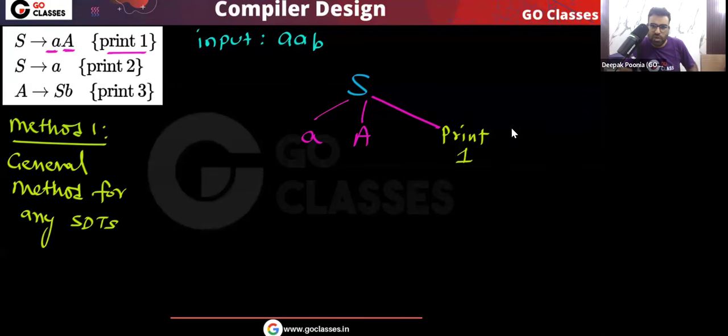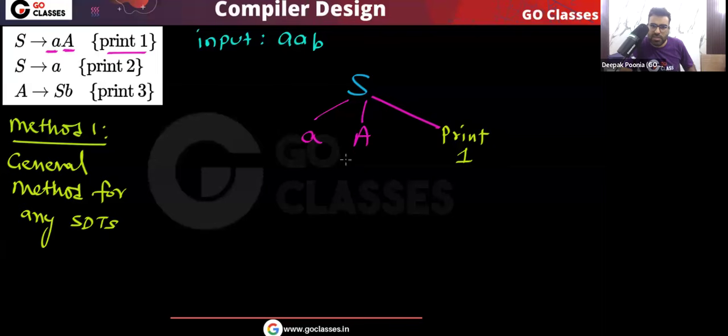In this method, we build the parse tree, including the semantic actions. For semantic actions, we also make a node in the parse tree. Basically, in this general method, we treat the semantic action like a terminal symbol. Very simple. So we are treating this semantic action like a terminal symbol.